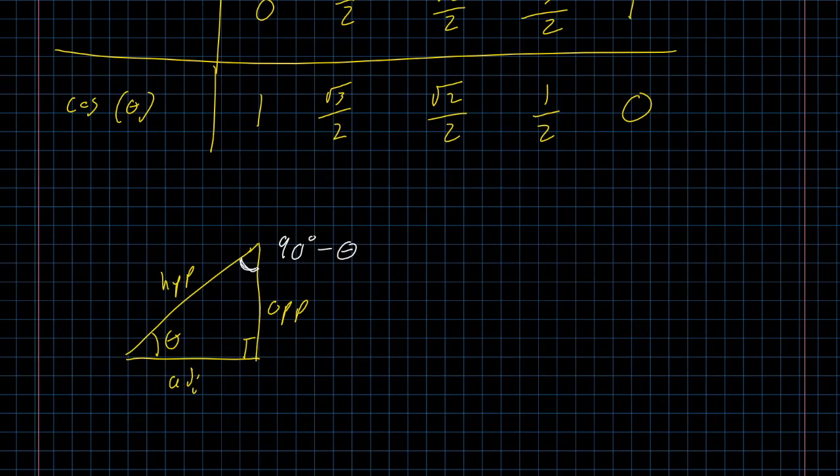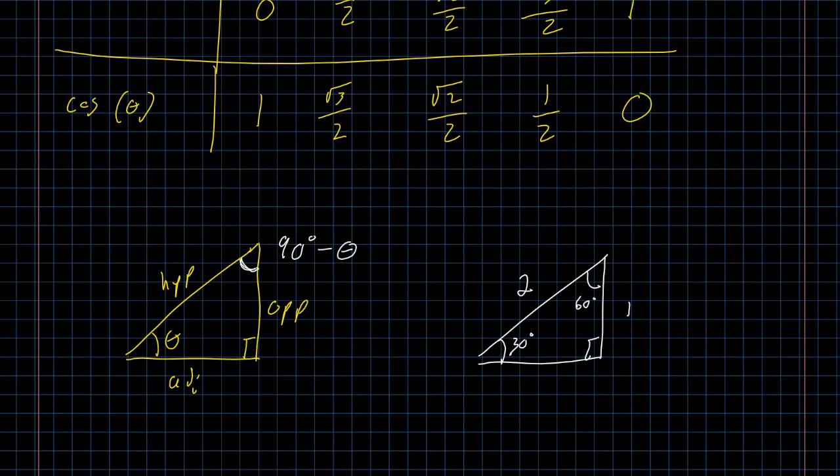And so looking at our triangle, when theta is 30 degrees, that means that the angle over here is 60 degrees. And so sine of 30 degrees is 1/2. Opposite side has length 1, hypotenuse has length 2, right? Opposite over hypotenuse is sine.